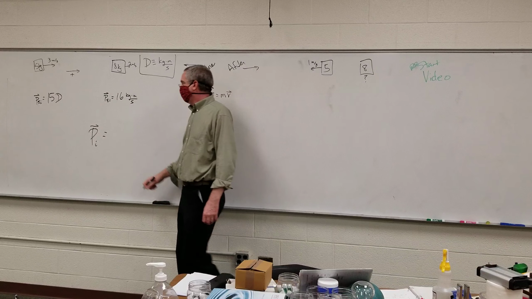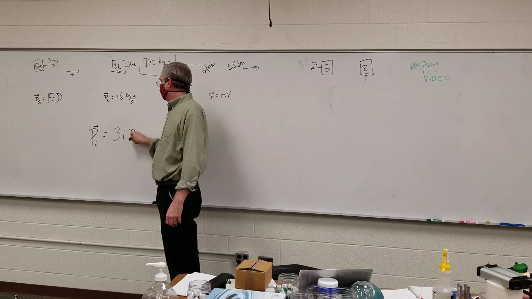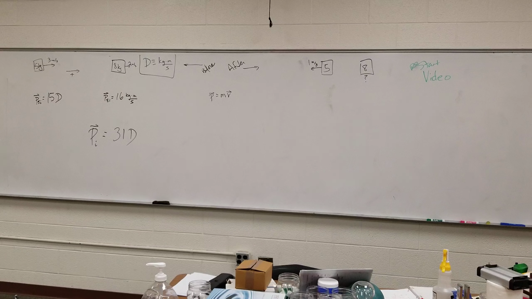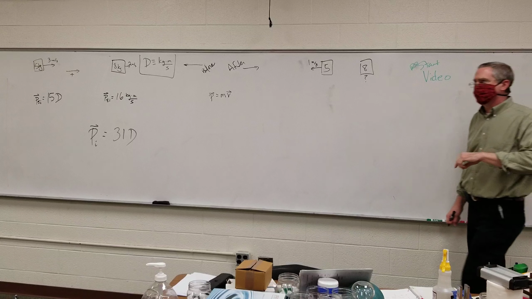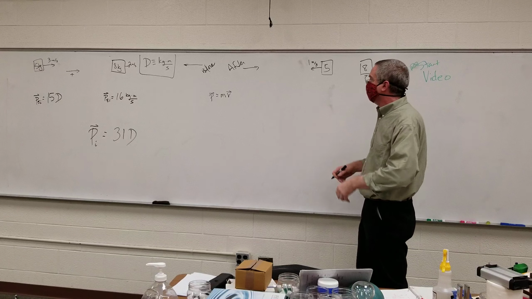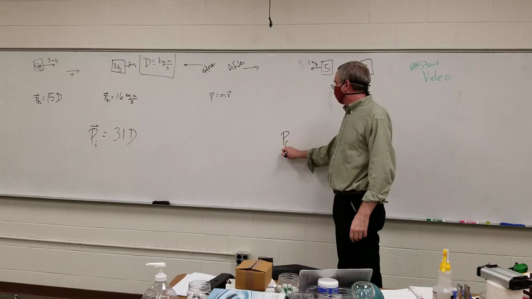31. Yeah, because you just add them straight up. It's no longer negative. All right, afterwards, what's my total momentum going to be? Still 31, because that's the whole idea of conservation of momentum. It's not going to change. The total will stay the same. So P final is 31.